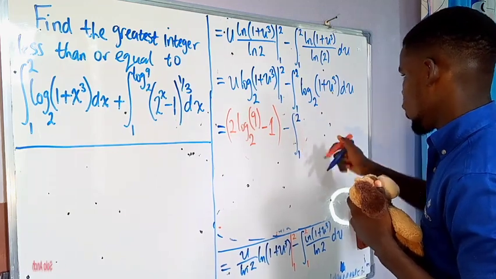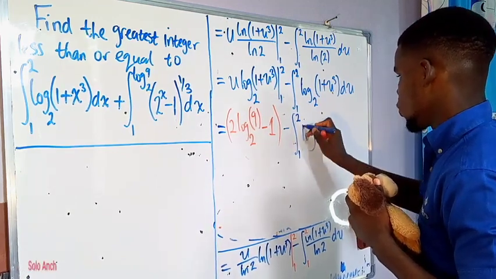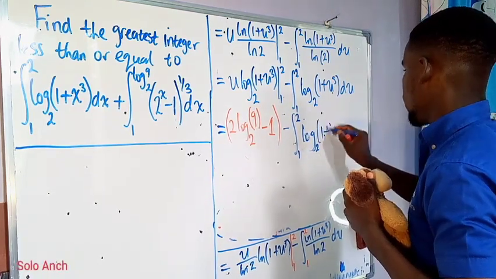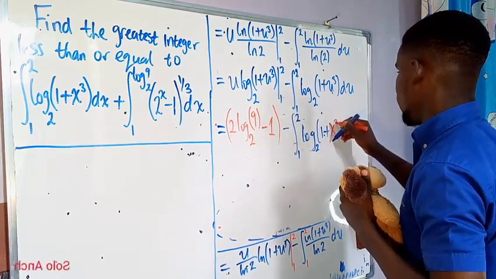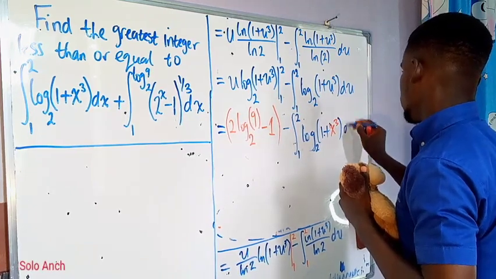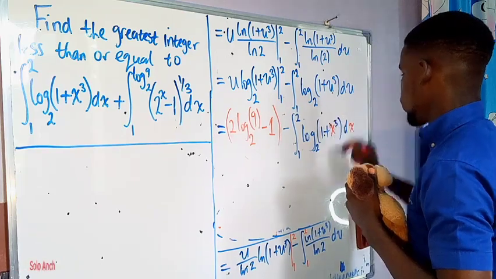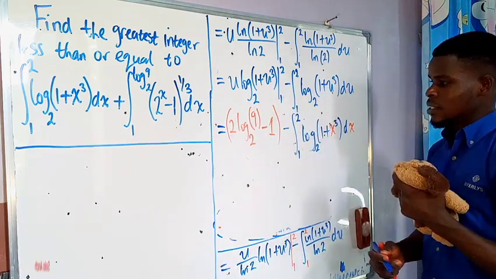Okay, so let me just show you what I mean. This is going to be the logarithm to base 2 of 1 plus x to the 3rd power, right? Then dx. I'm just changing the variable because they are dummy variables. You can use whatever you want. The result still stays the same.